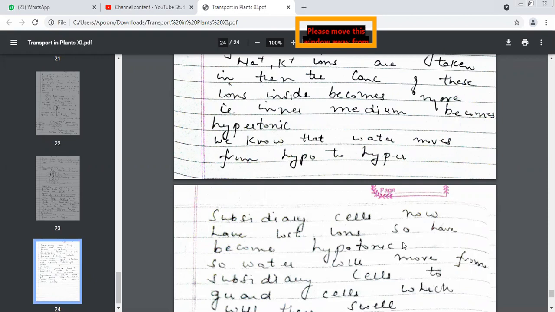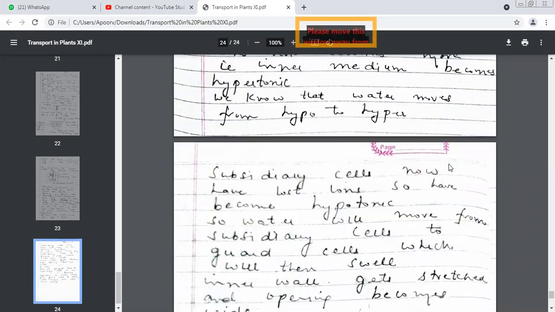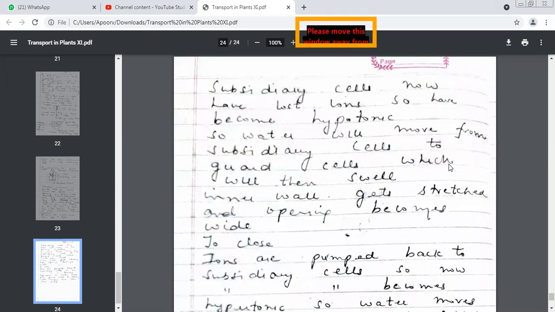So always remember, whenever stomata have to open, the process of endosmosis will occur. Which process will take place? Endosmosis. So your cell is becoming turgid or flaccid? Turgid. Okay.